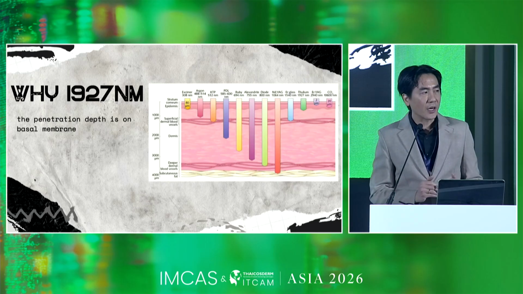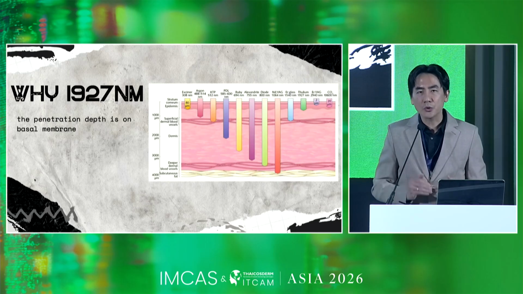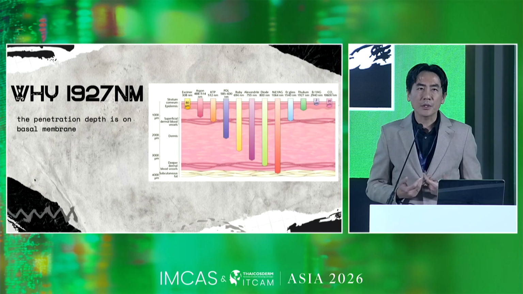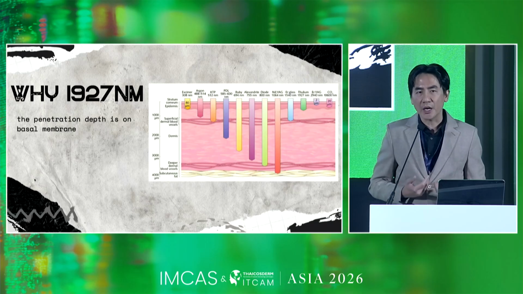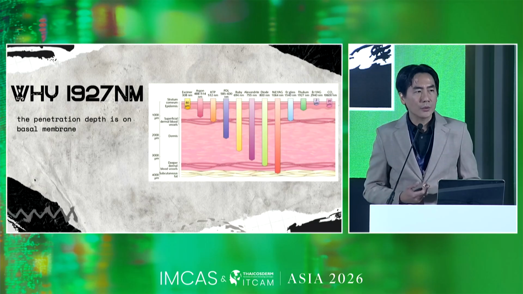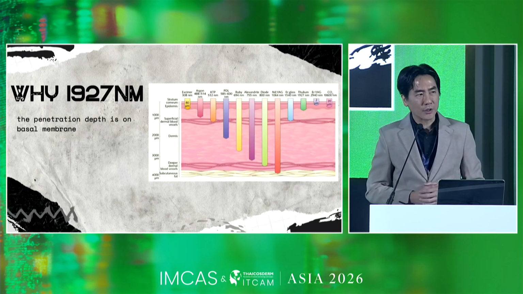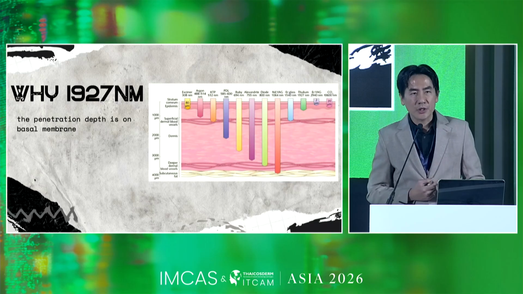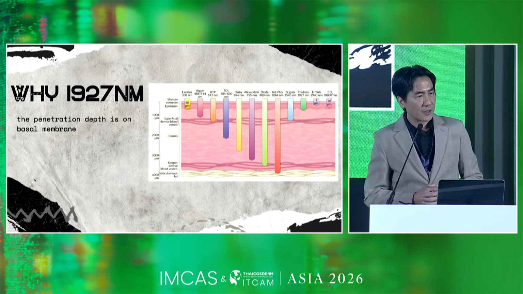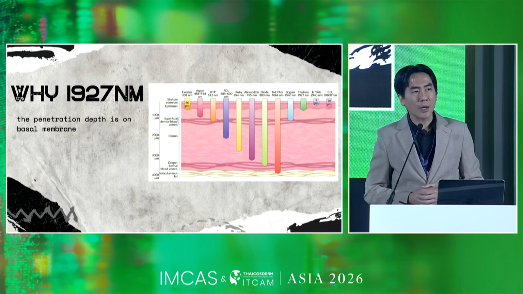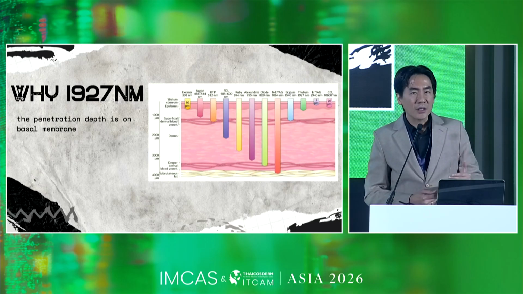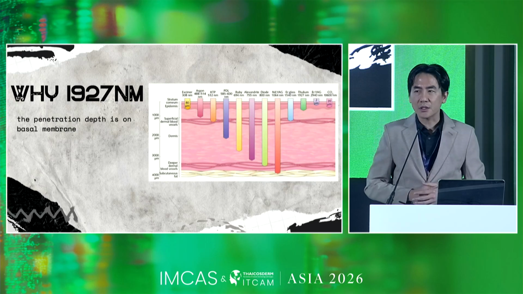except if you are using a very high fluence, very high power, and doing multiple passes or repetitions. But with very high energy, in our Asian skin type, we have a high risk of PIH. The CO2 is slightly less sensitive to water, so of course it can penetrate deeper, but it still cannot penetrate into the basal membrane, except at very high powers.